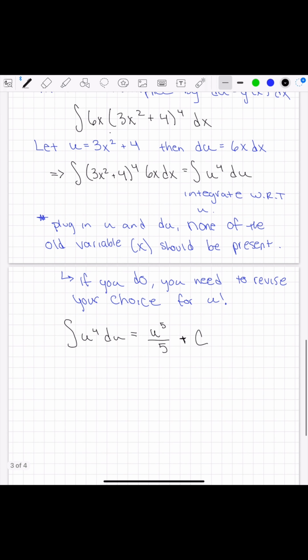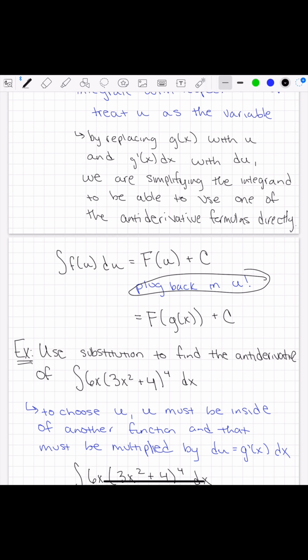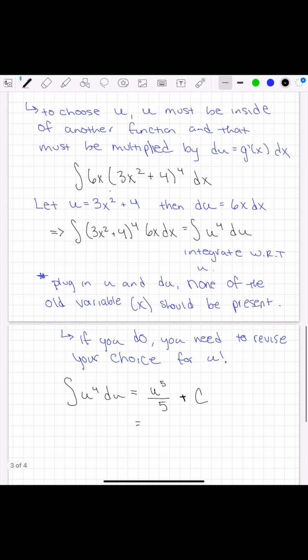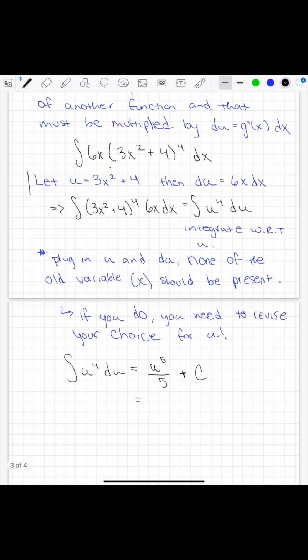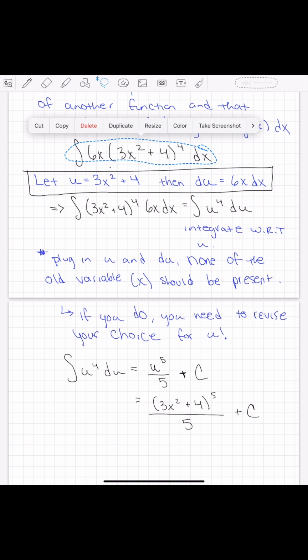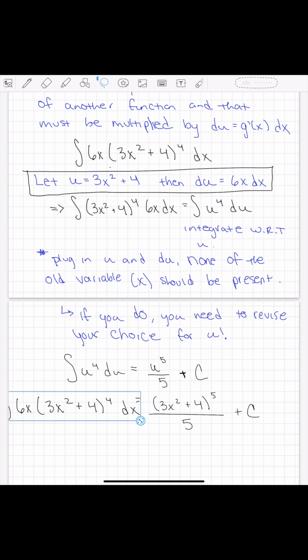And then remember, the last step that I talked about was to plug back in u. And remember, the du goes away when you do the integral. It's only here to tell you what you should integrate with respect to. So once you integrate, the du's gone. Okay, so then I plug back in u. What was my u? It's right here: 3x squared plus 4, and that's all raised to the 5th power, divided by 5 plus c. So that is the answer to our original indefinite integral question.